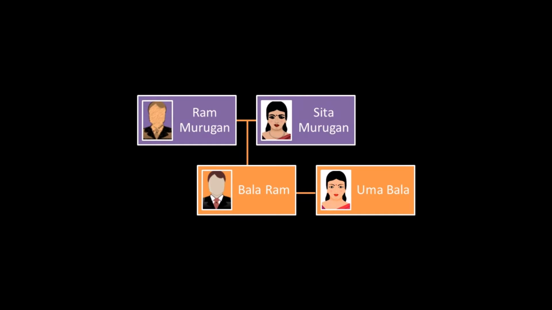In some cases, people have dropped off their surnames for social and political reasons. Thus, you may find a person who calls himself Shivakumar and puts Kumar as his last name in the official papers. There are also some cases where people use their father's first name or husband's first name as their surname. For example, Mr. Balaram is the son of Mr. Ram Murugan and Mrs. Sita Murugan, and his wife is called Mrs. Uma Bala.